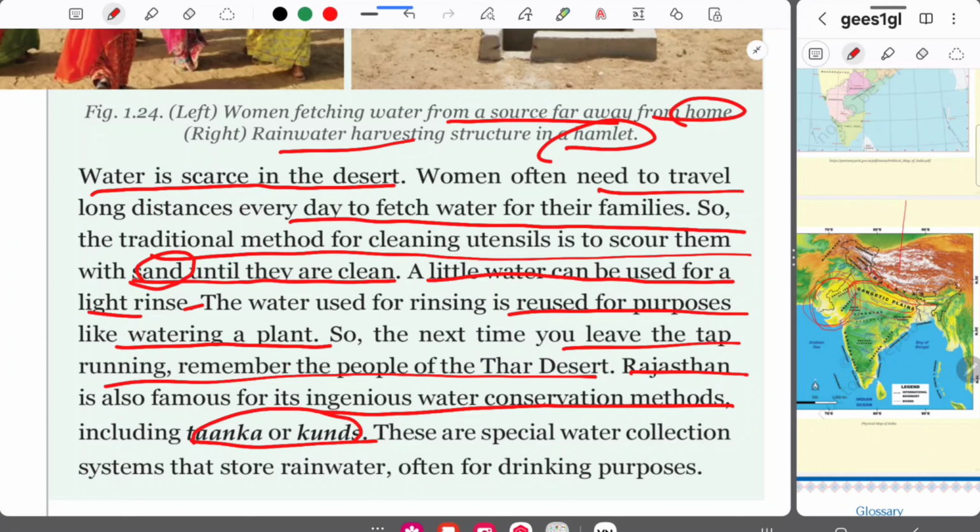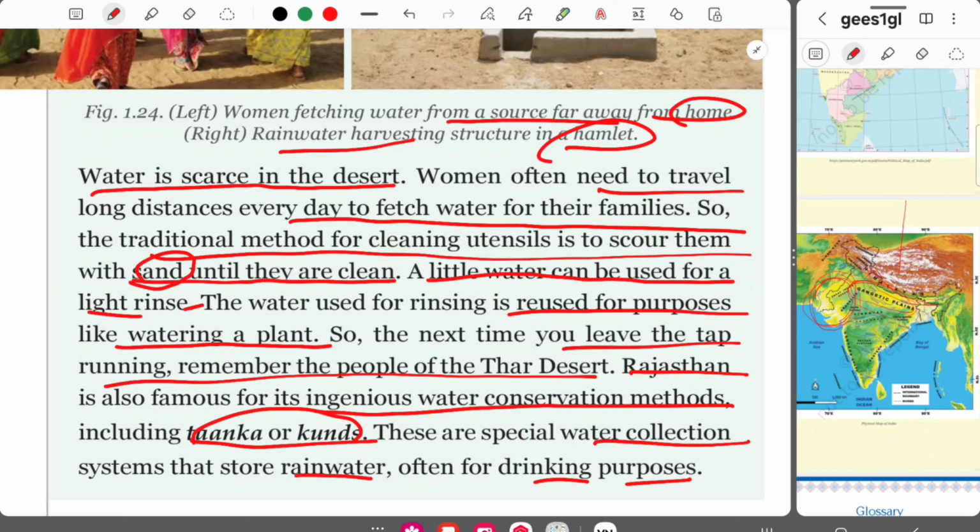These are local words which Rajasthan is very famous for. Famous for what? For conserving water because of the scarcity of water. These are special water collection systems that store rainwater, often for drinking purposes. So through this indigenous conservation method, using Tanka and Kunds, what did they used to do?